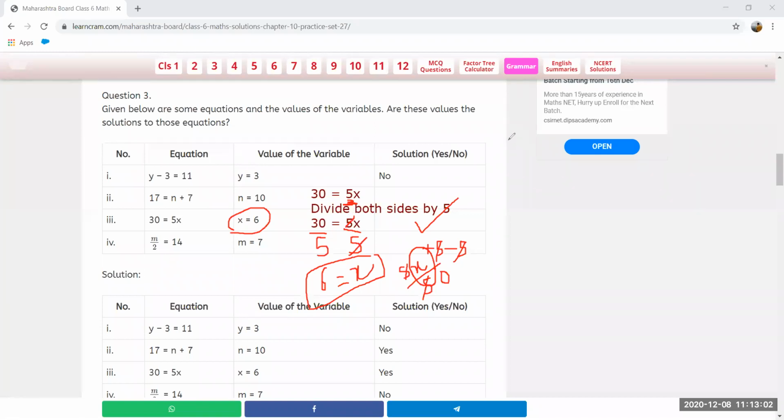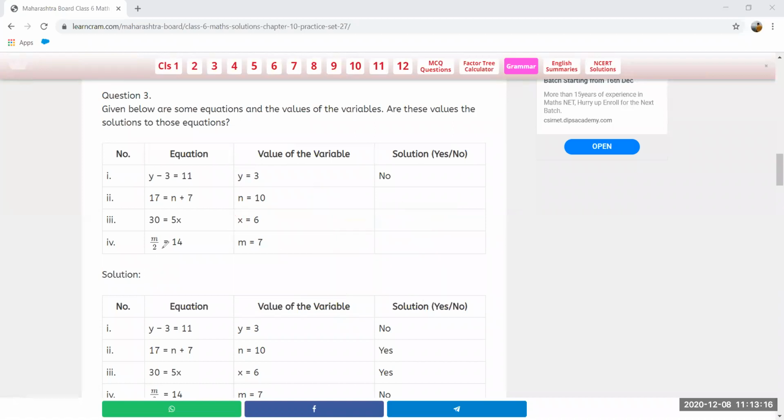Ishita is saying, teacher, first it was hard, but now after understanding it is pretty easy. Yes, very good, Ishita. Okay, now let's do another sum.